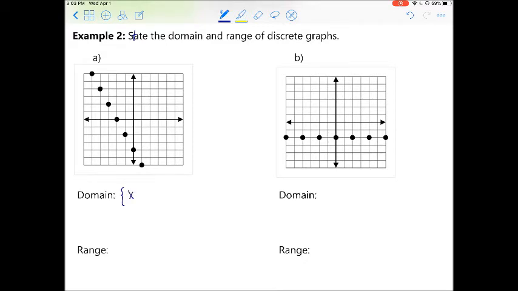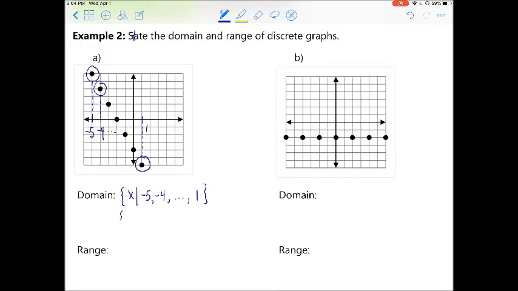Domain is always in terms of x, so we have to write down x such that. And notice that this point here, x value is -5. For this point here, x value is -4, and so on. So we can say that x such that x equals -5, -4, and dot dot dot. And you do have to write down the upper limit, so 1, +1 right here. And we close a bracket.